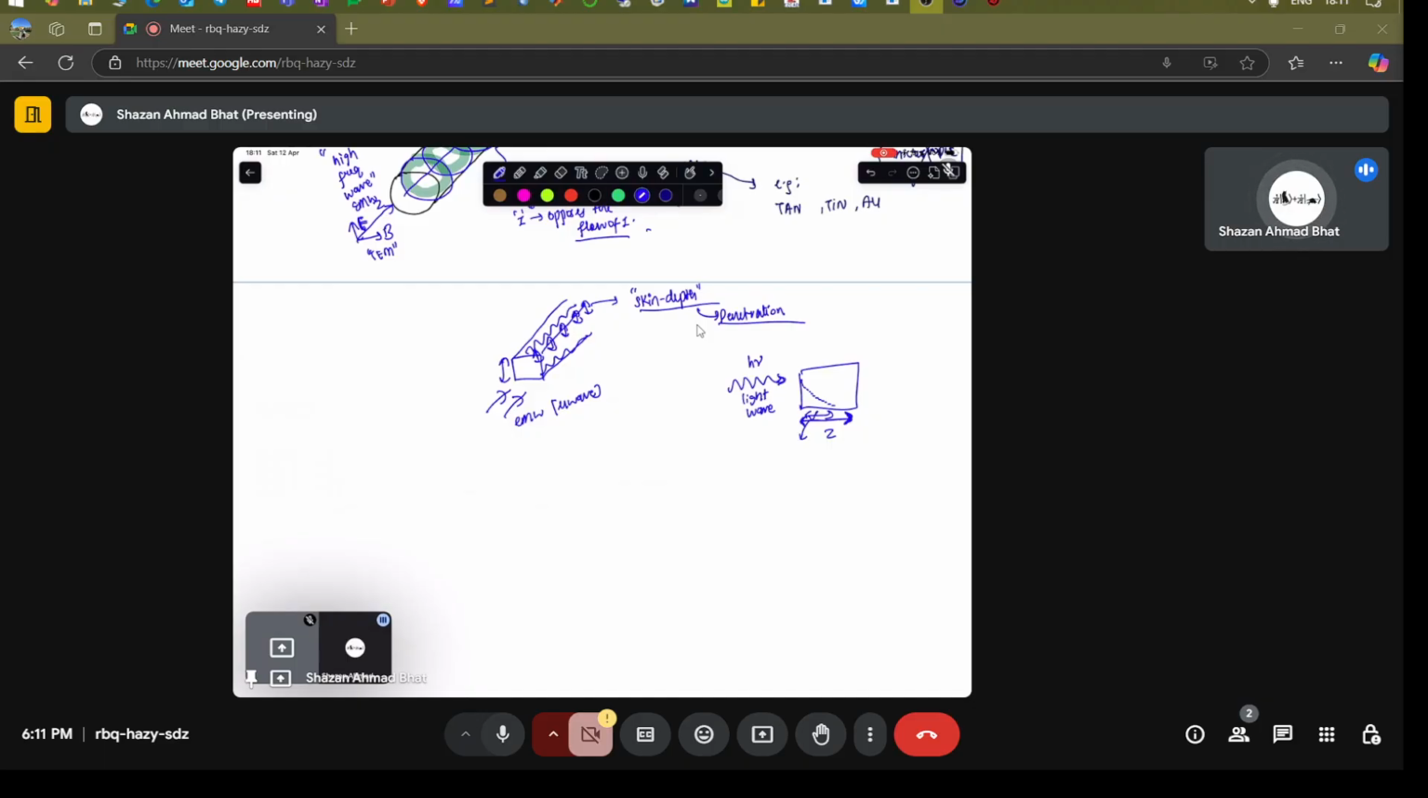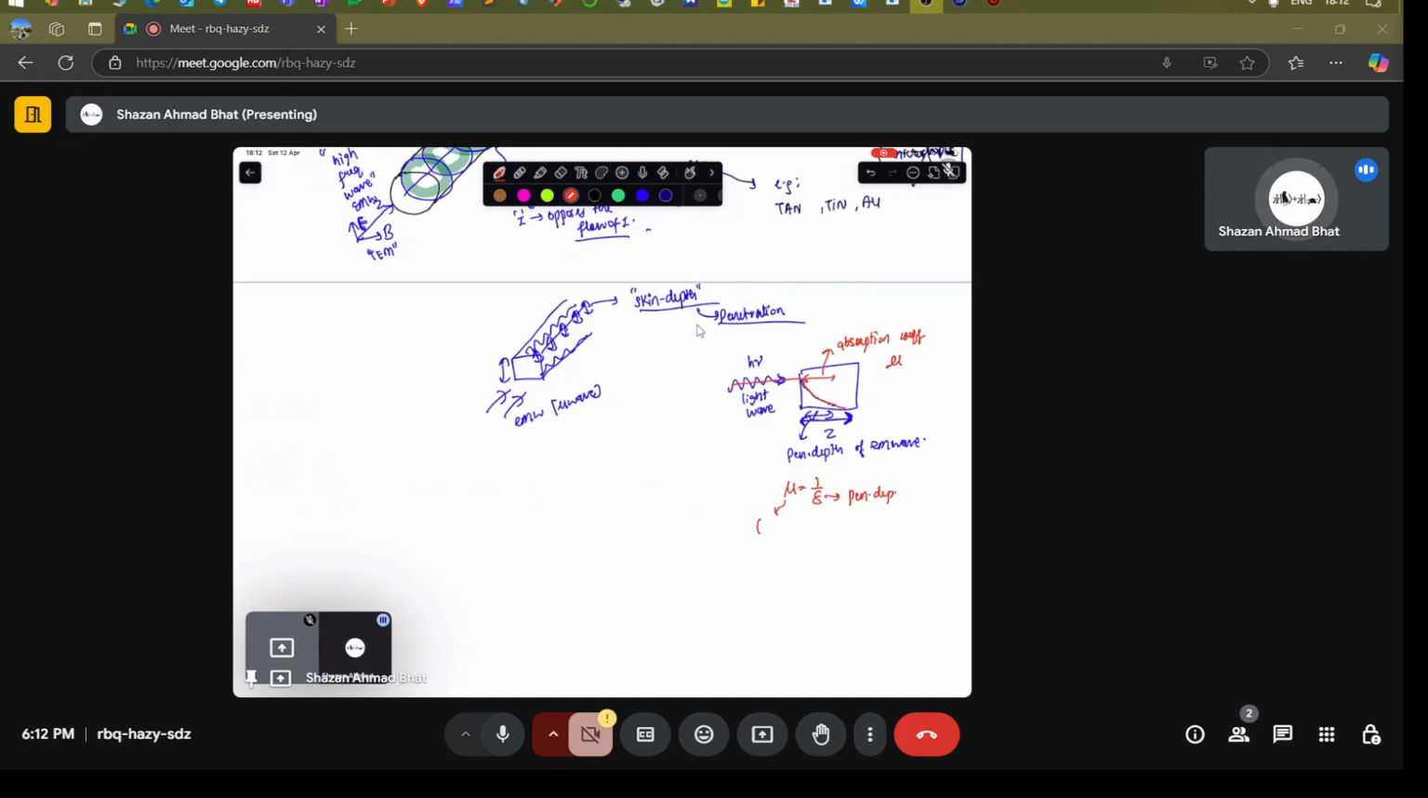And this is basically called the penetration depth of the electromagnetic wave, or EM wave. If, for example, light is coming and it is attenuating inside the medium, this is basically governed by the absorption coefficient of the medium, which is denoted by mu. And you can write mu as 1 over, let's say, delta, where this delta is something called the penetration depth.